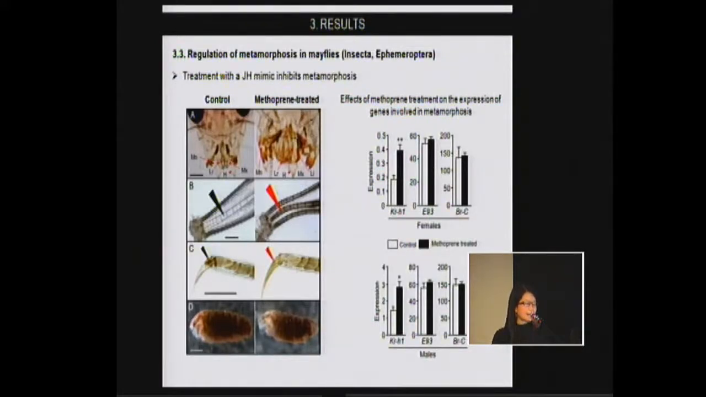So this is the last experiment that I'm doing now. I'm treating with methoprene, but this time we separate each compartment of the nymph just to see, maybe we will see the effect of juvenile hormone on E93 in some tissues, like in epidermis.